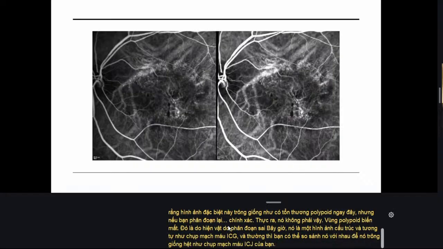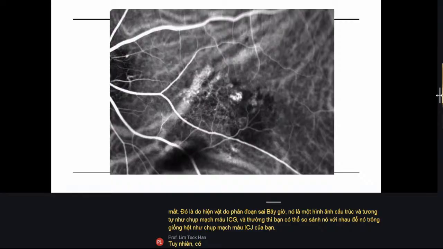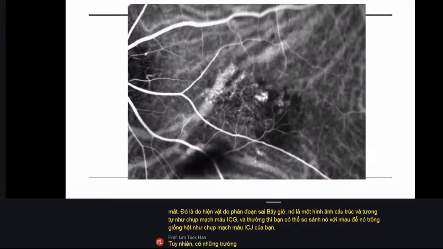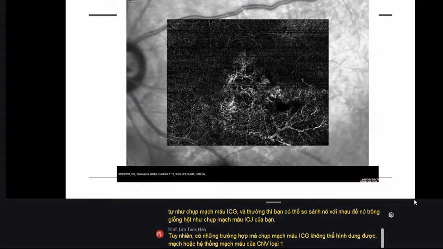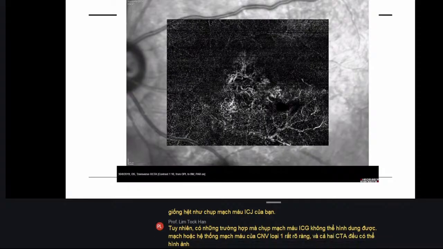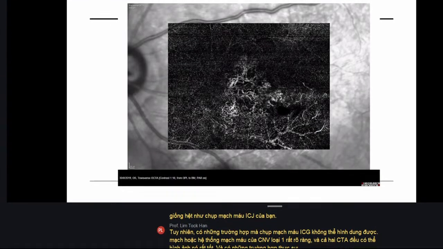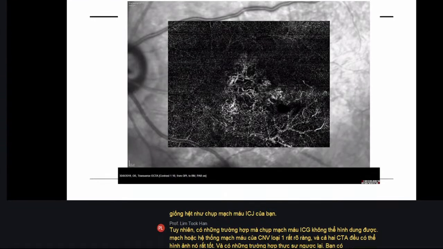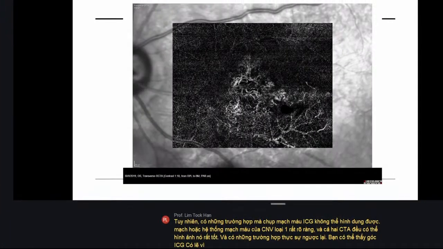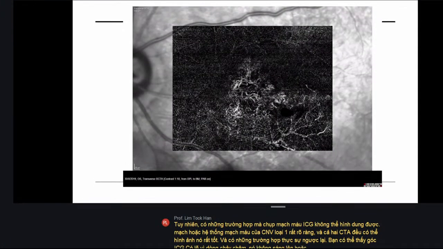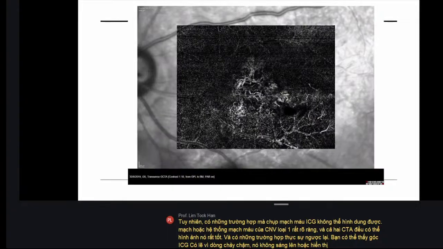However, there are cases where ICG angiogram can't image the vasculature of type 1 CNV very clearly, and OCTA can image it very well. And there are cases that are the other way around. You can see it on the ICG angiogram, but perhaps because of slow flow, it doesn't show up in OCTA that well. So they are complementary, right?